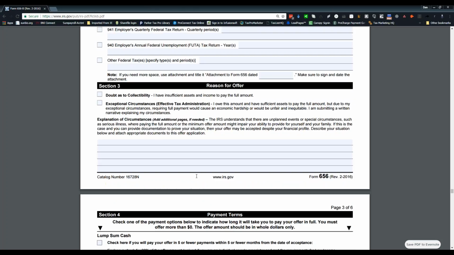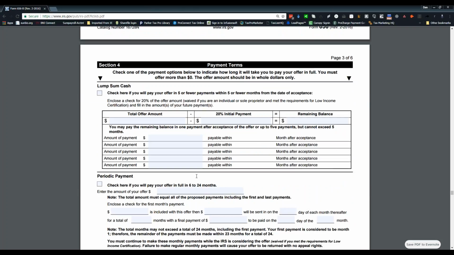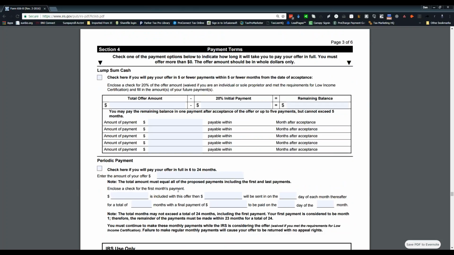So if you fit into one of those two categories, you're going to put that in there, and then here's where you're going to fill out your information. Now, one neat trick that another gentleman mentioned to me: what he says he always does is he submits a periodic payment.